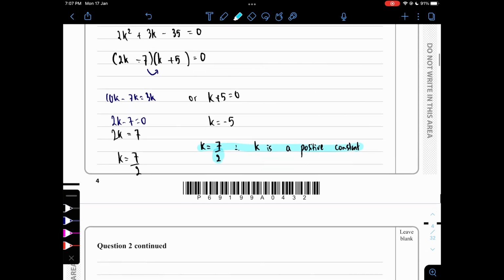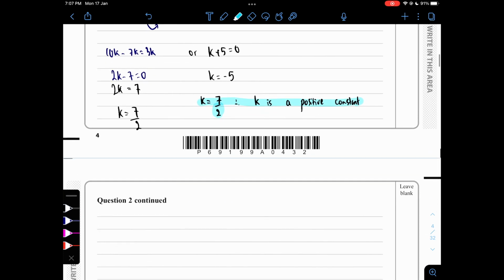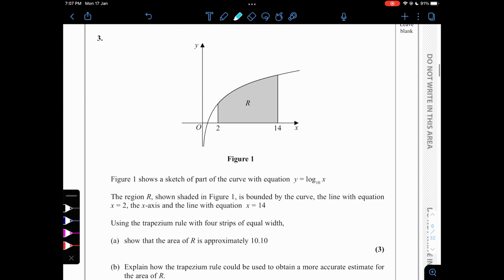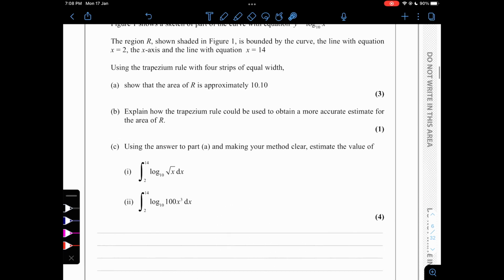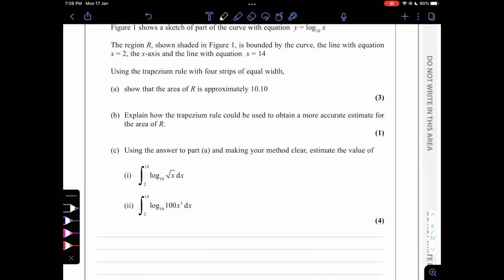Let's move on to question number 3. So we've been given figure 1, which shows a sketch of part of the curve with equation y equals log base 10 of x. The region R shown shaded in figure 1 is bounded by the curve and the lines x equals 2 and x equals 14. Using the trapezium rule with 4 strips of equal width, show that the area of R is approximately 10.10. Okay, so how do we work out the area using the trapezium rule?